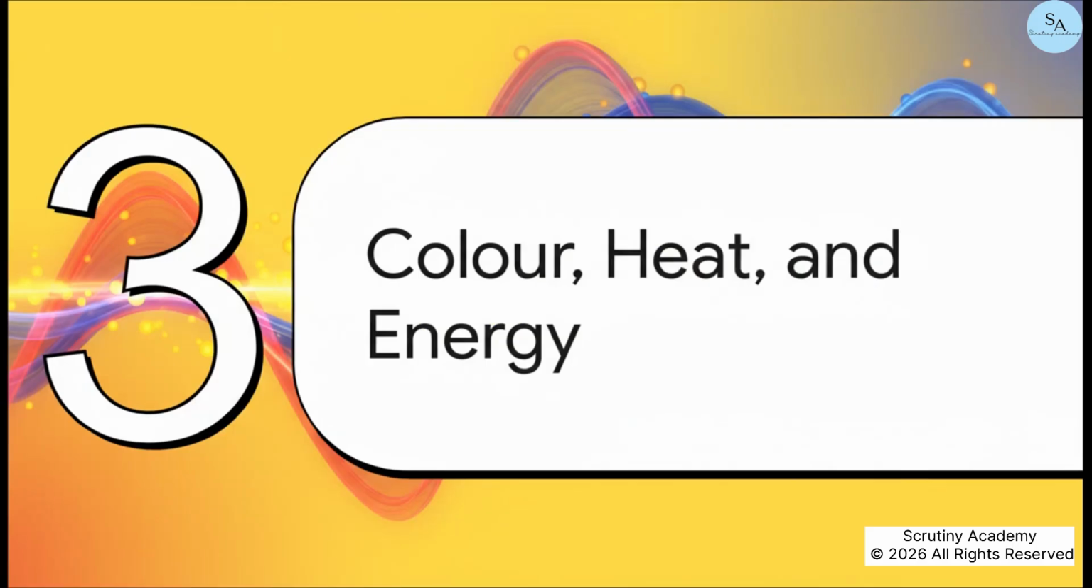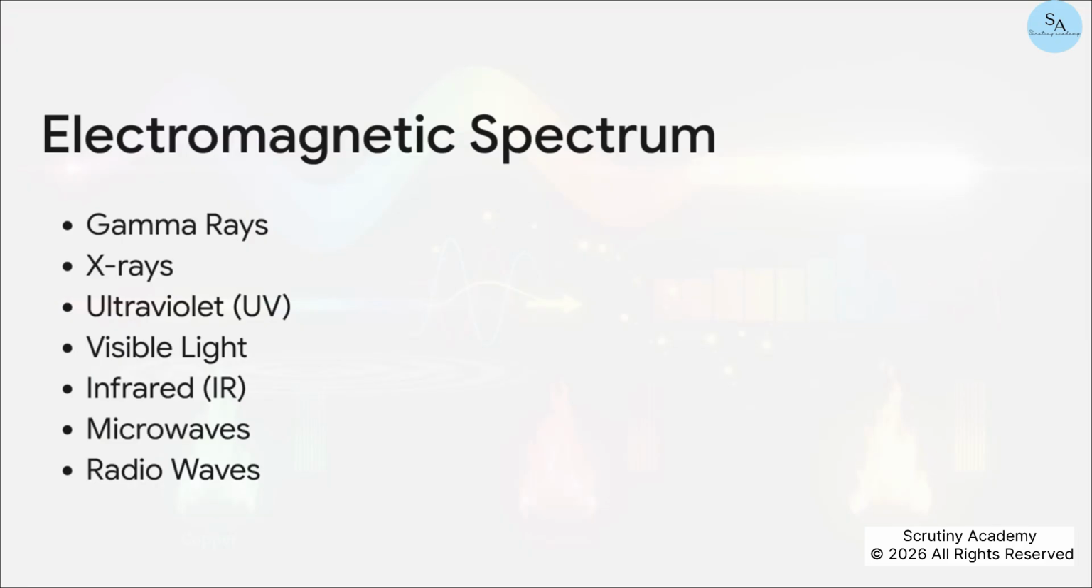Now let's take this idea of waves and connect it to something we can all feel: heat, or more specifically, energy. So remember that bigger picture I mentioned? Here it is. This is the whole electromagnetic spectrum. Look at all this stuff. You've got super high energy gamma rays way over on one side and super low energy radio waves on the other. And our visible light, it's just that tiny little rainbow slice right in the middle.